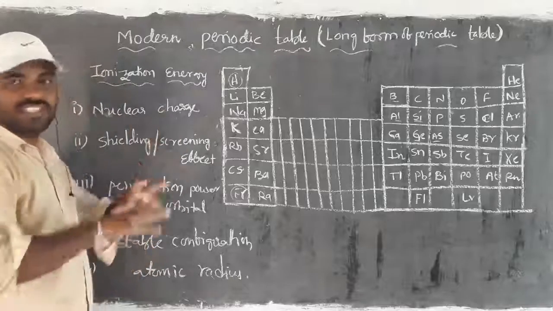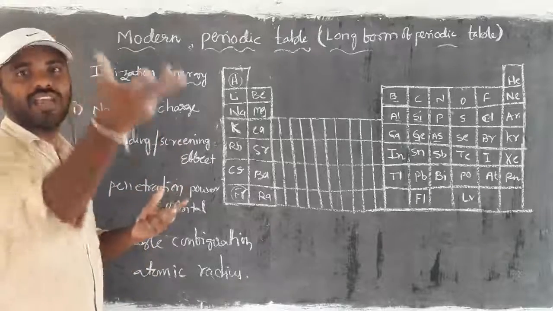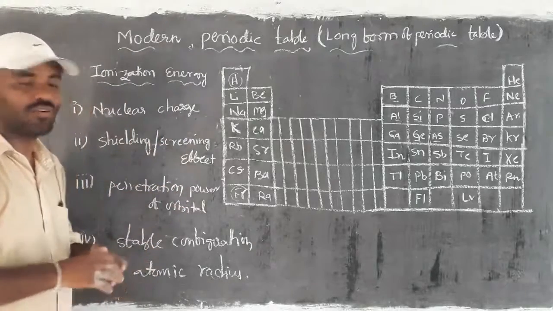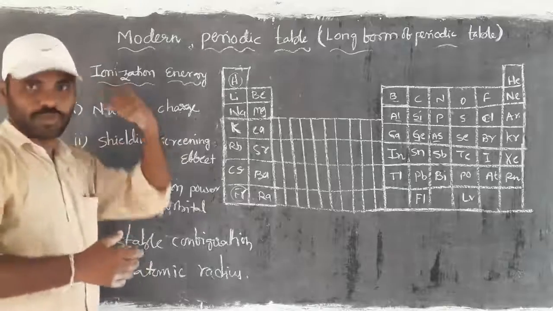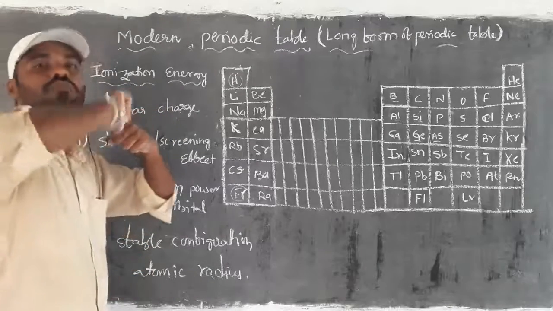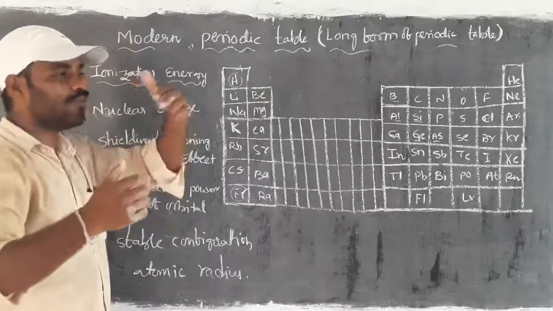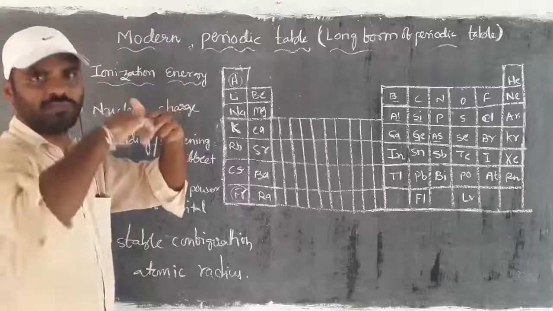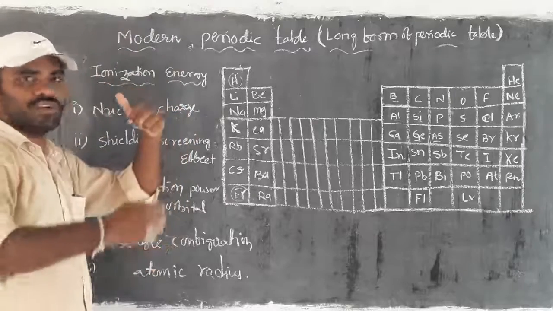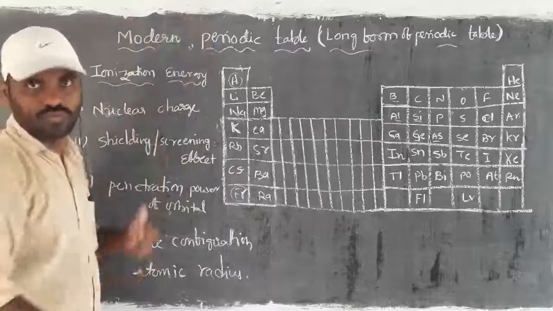If nuclear charge is more, then ultimately ionization energy is also more, because nuclear charge means it is ready to attract, but ionization energy means ready to remove. If you have less energy, you are ready to remove easily. If you have more energy, it is difficult to remove, right?